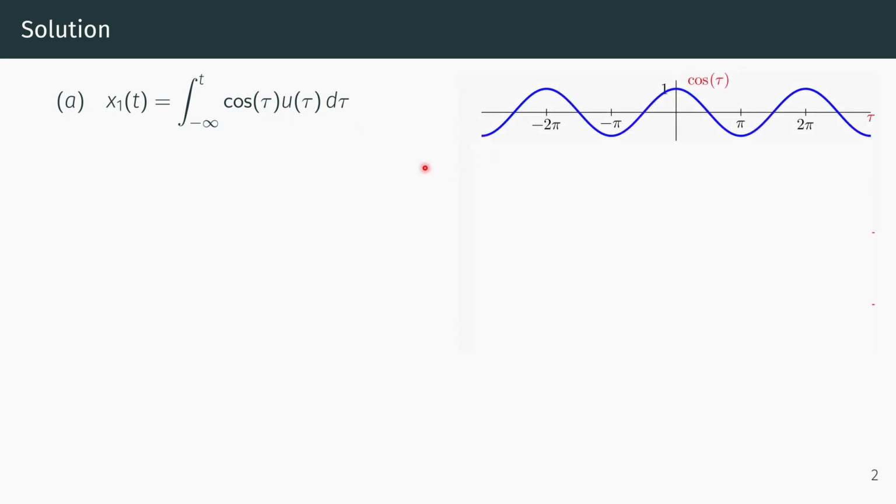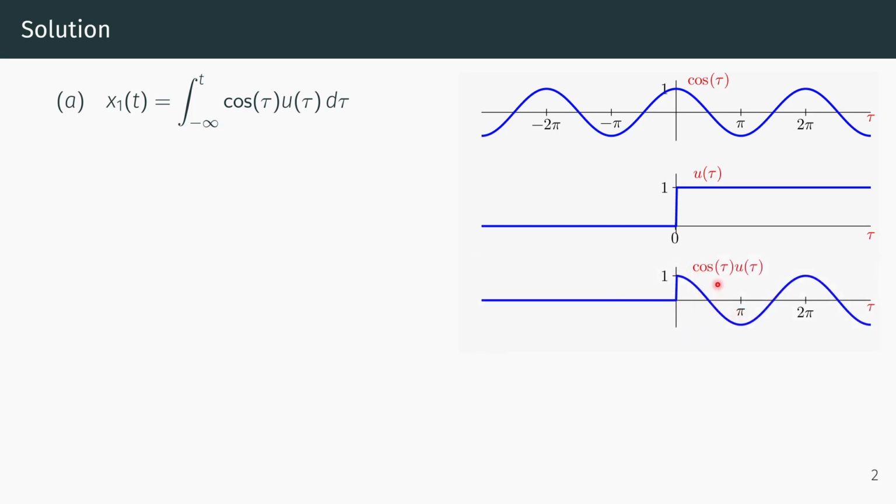This is our cos tau, which is a cosinusoidal function that exists from minus infinity to infinity. The second function is u of tau, the unit step function, which is 1 for t greater than or equal to 0 and 0 for t less than 0. Because the unit step function starts at 0, the product of these two functions also starts at 0. For t less than 0, the product is equal to 0, so the product will look like this. Once we get this product, we have to integrate this function, correct? So that is the question.